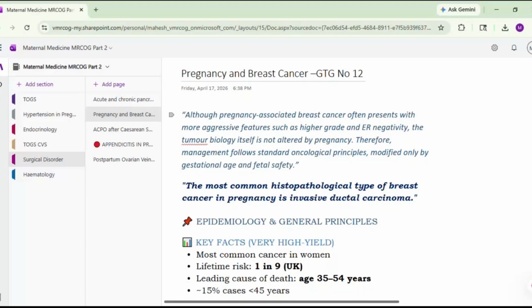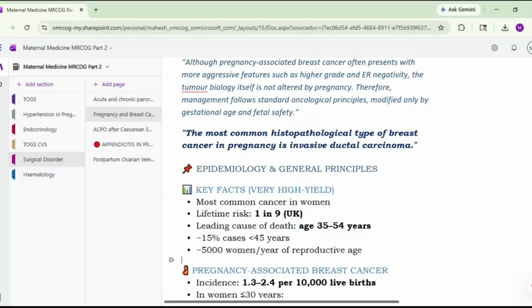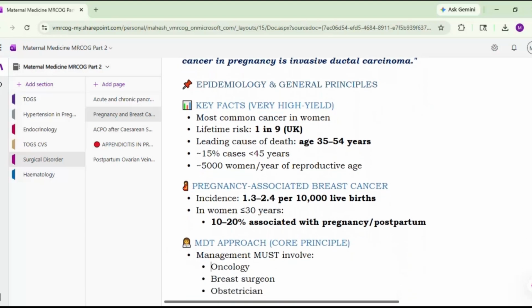So what are the key facts? The most common cancer in women is breast cancer. Lifetime risk is around 1 in 9 in the UK. It is a leading cause of death in the age group of 35 to 54 years. Around 15% of cases will be below 45 years of age, and around 5,000 women per year of reproductive age group will have this particular cancer.